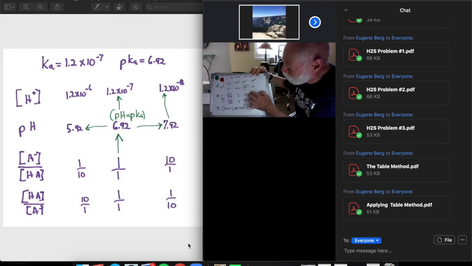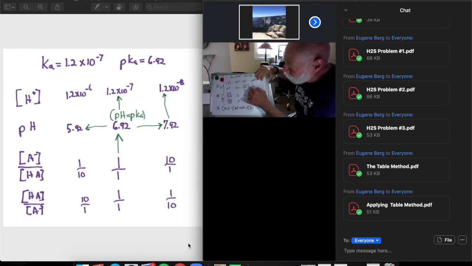Now here's the new information. If you go 1 pH unit higher, the ratio changes by a factor of 10. So now you have 10 base to 1 acid, or reversing it around, 1 acid to 10 base. And the same thing is true if you go in this direction. As you make the pH more acidic by 1 unit, the ratio changes to 10 acid to 1 base, or 1 base to 10 acid.